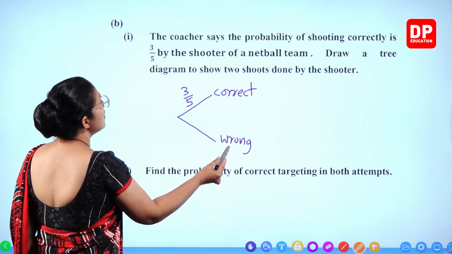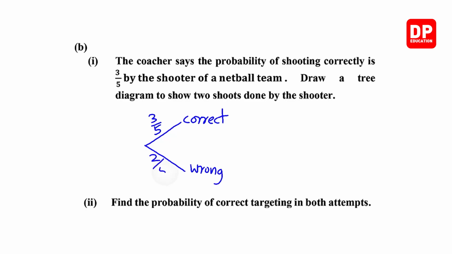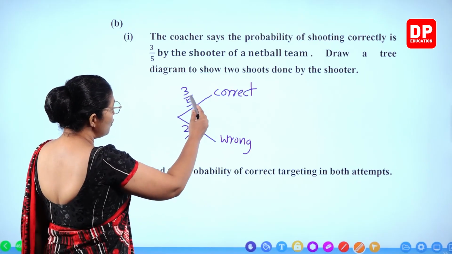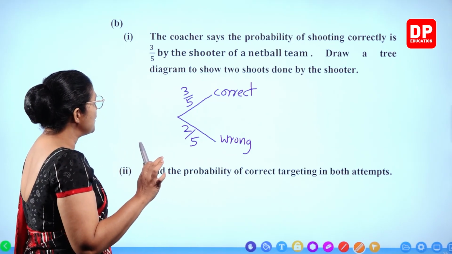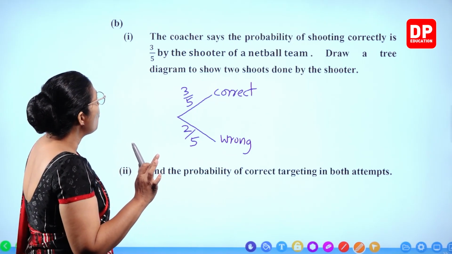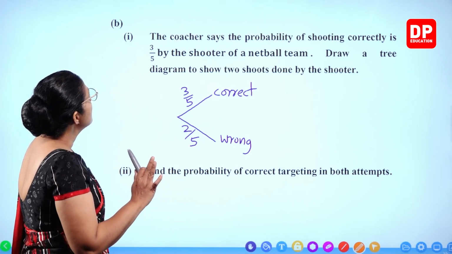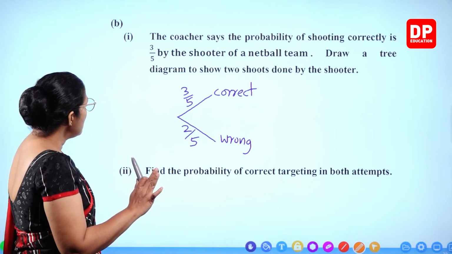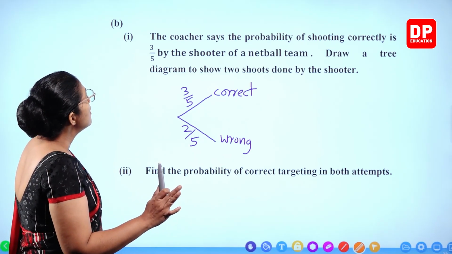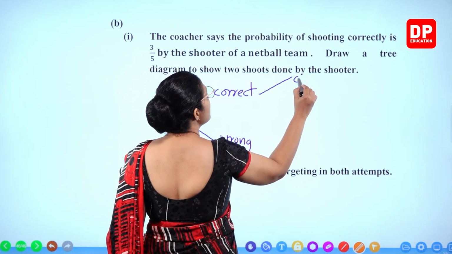So what about the probability of shooting not correctly? That's 1 minus 3/5, which means 2/5. You need to know that when you add these probabilities, you get 1. 3/5 and 2/5 is equal to 1. So that's the first part, shooting the first time. Then you have to think about another part. Another shot, it can be correct or wrong.